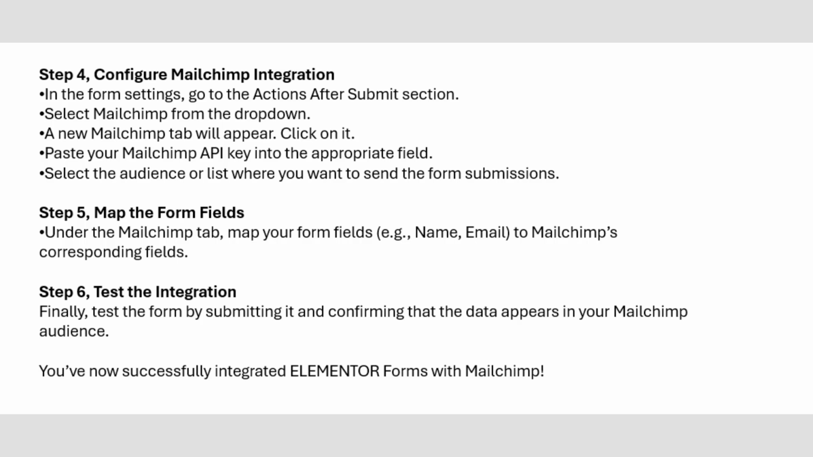Step 5. Map the form fields. Under the Mailchimp tab, map your form fields, for example, name, email to Mailchimp's corresponding fields. Step 6. Test the integration. Finally, test the form by submitting it and confirming that the data appears in your Mailchimp audience.